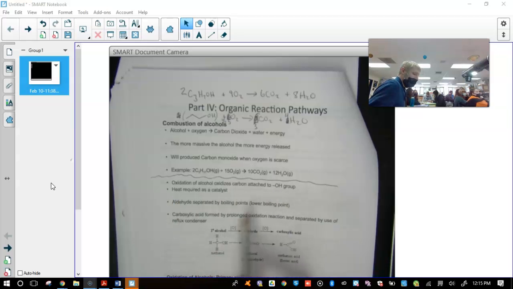Heat is required as a catalyst, and the aldehyde is separated by boiling points. The lower the boiling point, the aldehyde will separate. And then a carboxylic acid is formed by prolonged reaction under reflux.